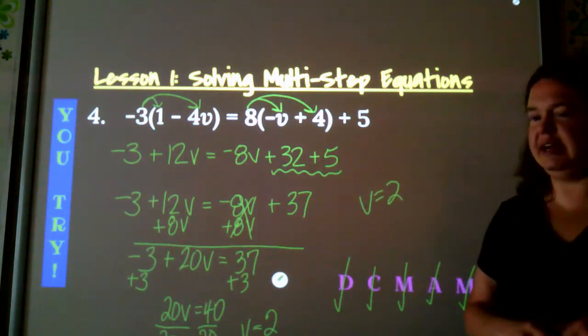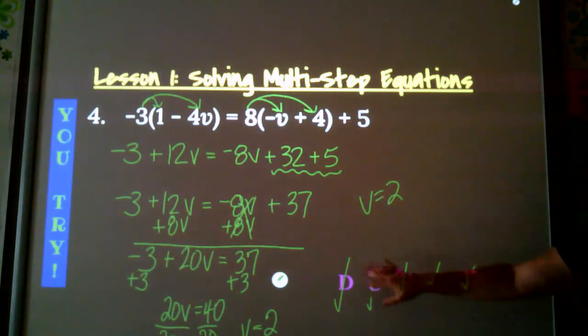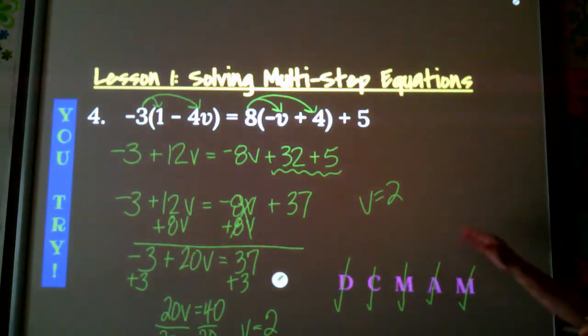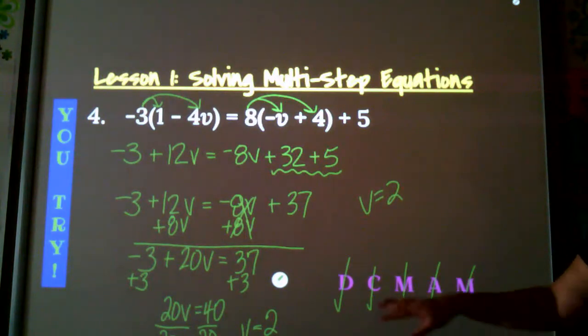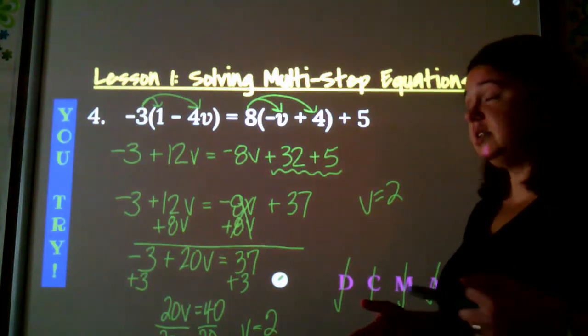In case you couldn't see it, I think it's down at the bottom. All right, so we did all of these. We did the distributive property, combine like terms, moved the variable, we did some addition, and then we did some division. So we did them all. But that's not always the case. Sometimes you only do some of them. So just keep that in mind.